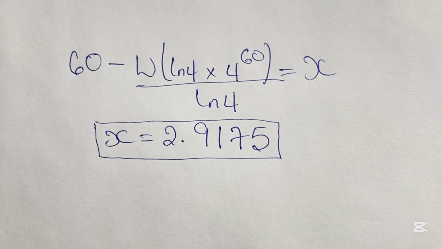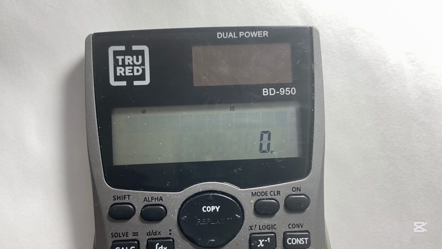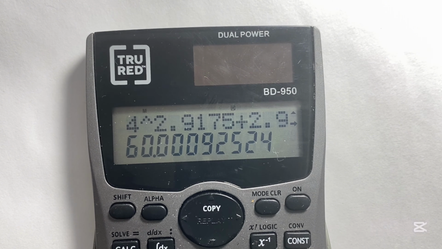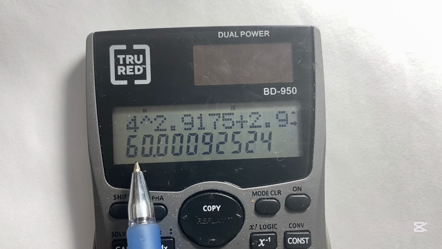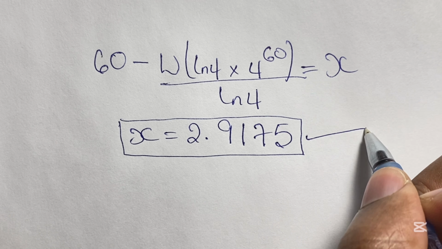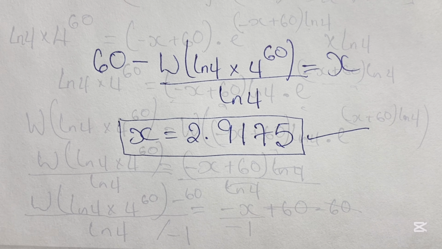Now we can verify our solution for x by plugging this into our calculator. So we have 4 to the power of x. We say that x is 2.9175. So we have 4 to the power of 2.9175. And we add x. So we know that x again is 2.9175. So we add that to that. And we should get back 60. So let's see what we get here. And there we have it. The result is 60. So our answer for x is indeed true. x is indeed equal to 2.9175.